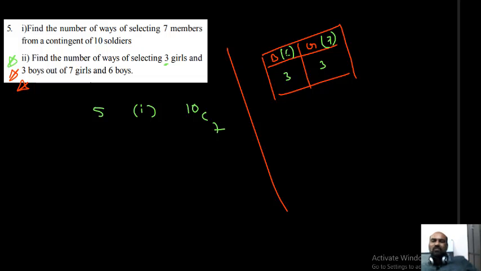So from 6 boys I want 3. How many ways can you select? 6C3 ways you can select. One operation is completed. Into. Next I want 3 girls from 7. How many ways can I select? 7C3 ways I can select. The second operation is completed. So the required number of selections is 6C3 into 7C3.